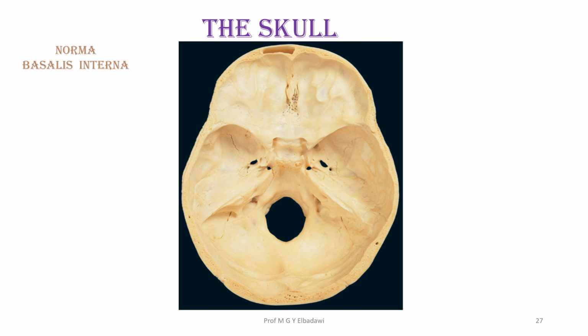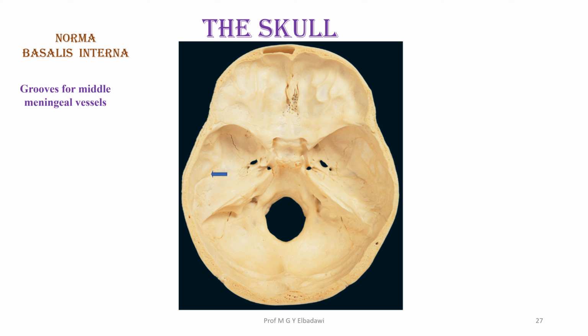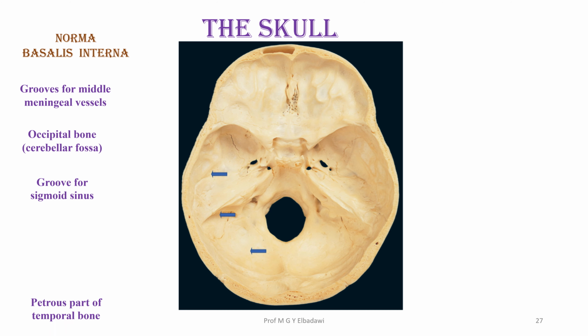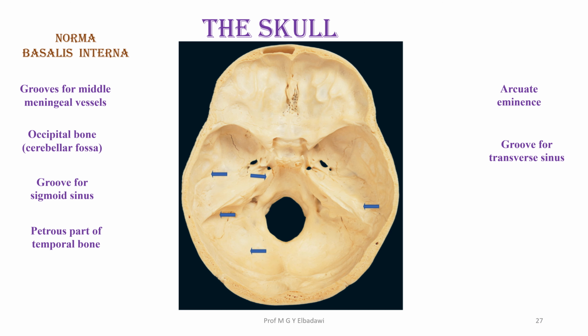Again, to continue, that is the groove for the middle meningeal artery, or middle meningeal vessels. That is the cerebellar fossa in the occipital bone, where the cerebellum will be lying. Here is the groove for the sigmoid sinus, which will end up at the internal jugular vein. That is the petrous part of the temporal bone. That is the arcuate eminence, elevated by the cochlea. That is the groove for the transverse sinus here. That is the internal occipital protuberance.